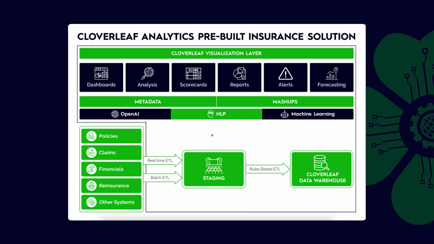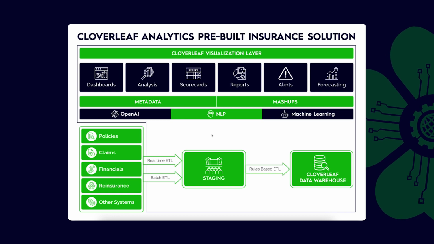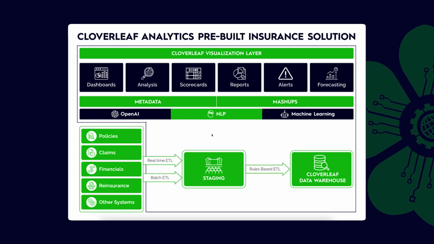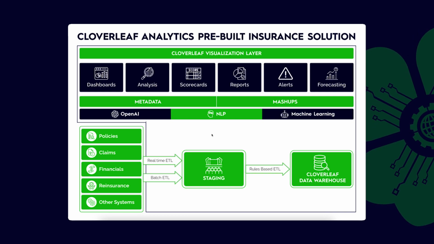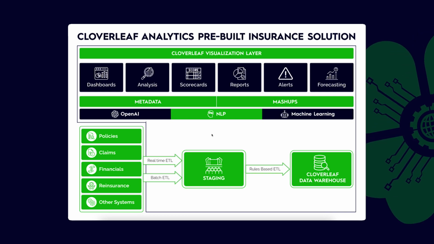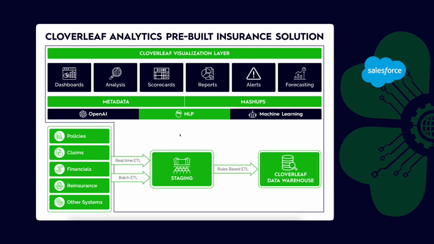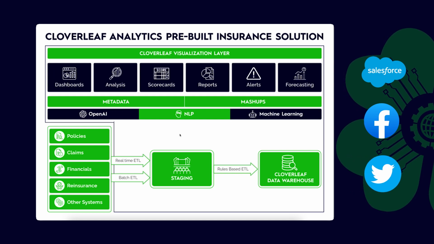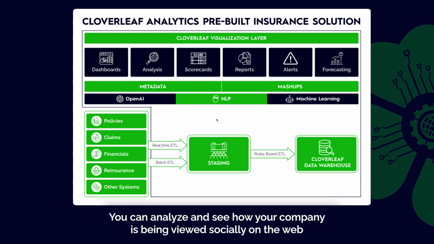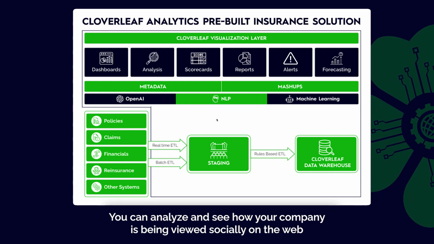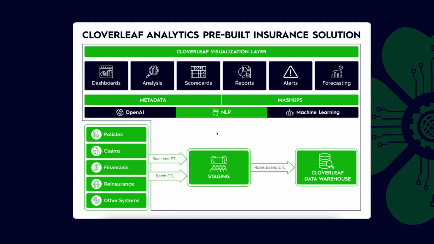Now, with bringing that in, you have a single version of the truth, one place that you can see all of your information, and everyone will be looking at the same information so that everyone knows exactly how the business is doing. Now, we also supply other connectors so that you can bring in data from Salesforce, Facebook, Twitter, and other social media platforms so that you can analyze and see how your company is being viewed socially on the web, particularly when there's a disaster, or in general, just how is your company viewed.